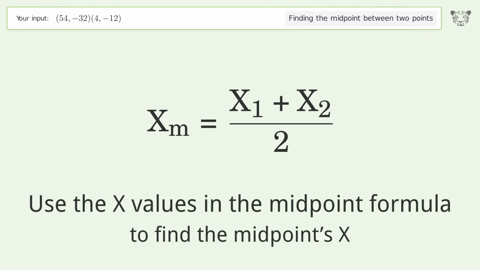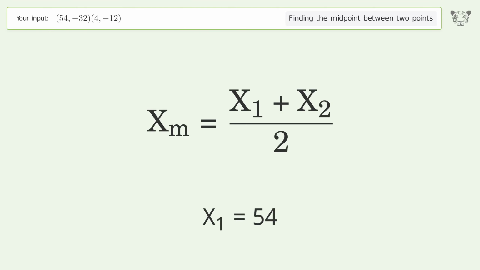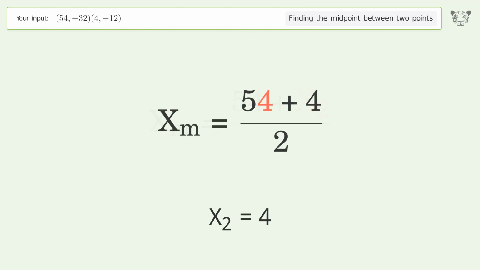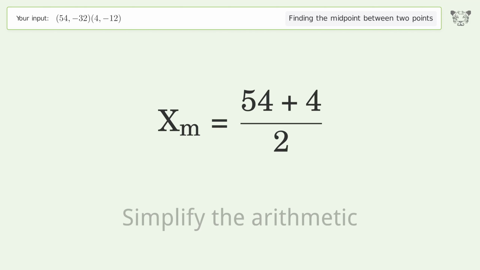Use the x values in the midpoint formula to find the midpoint's x. x1 equals 54. x2 equals 4. Simplify the arithmetic.